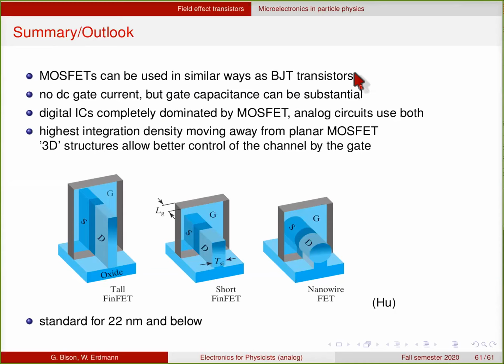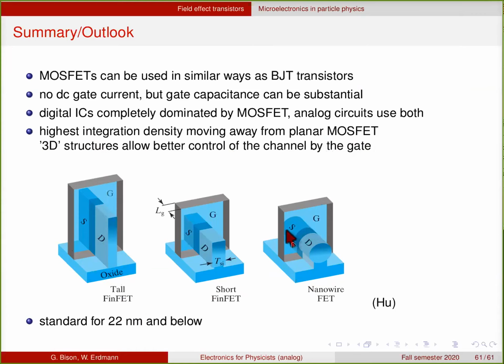Now for the highest integration density, people are now moving away from the planar MOSFET that I've shown you in the beginning, because the leakage current becomes a real problem. And when you go to such small structures, and when you have more 3D-like structures where the gate goes all around the channel, you get better control of the channel by the gate. So these are the so-called FinFET transistors, for instance. So here the gate is perpendicular to this material between source and drain. So the channel is all this material, and the gate goes all around. It's not just sitting on top of it.